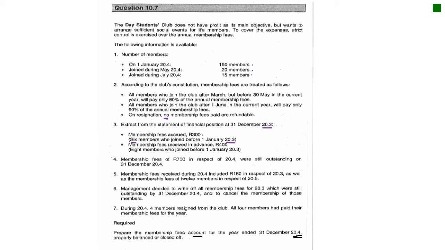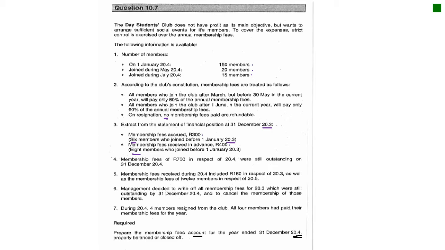And then there were membership fees received in advance last year. So that means we had membership fees income last year, which only relates to this year. So we would have shown it at the end of last year as a liability, and this year we have to take it into income. And that 400 Rand is for 8 members. Those members also joined before 1st of January 2003, so they would have paid their 2003 membership fees, and they've paid 2004 membership fees in 2003.